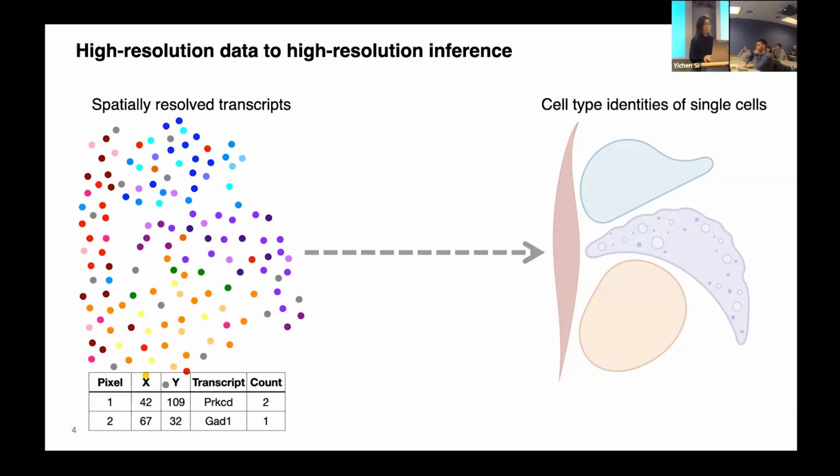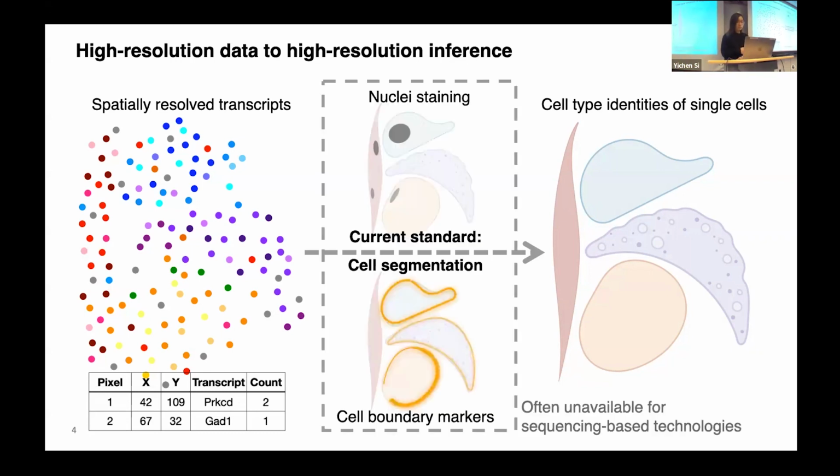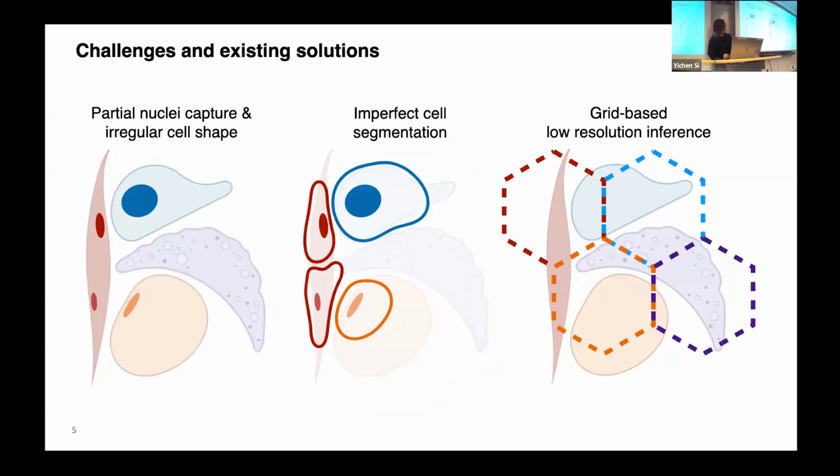But the first thing we want to do for inference is to get individual cells and their cell type and functional identity. So the current state-of-the-art approach is to use cell segmentation. Cell segmentation relies on nuclear staining and cell boundary markers. But both types of information are often unavailable, especially for sequencing-based technologies. And even when it is feasible, cell segmentation is still very challenging.